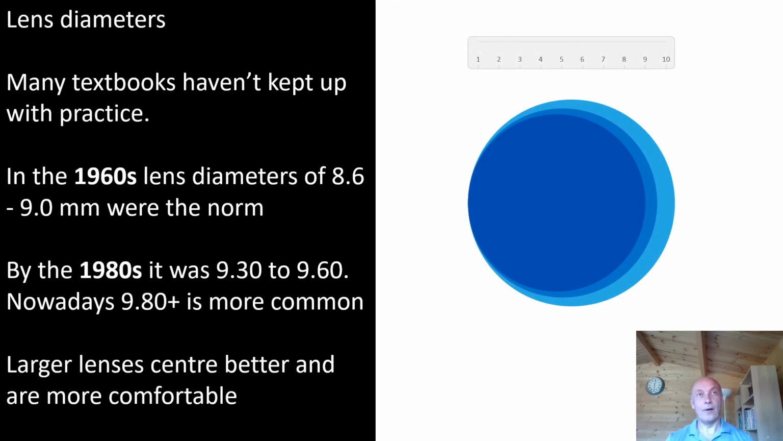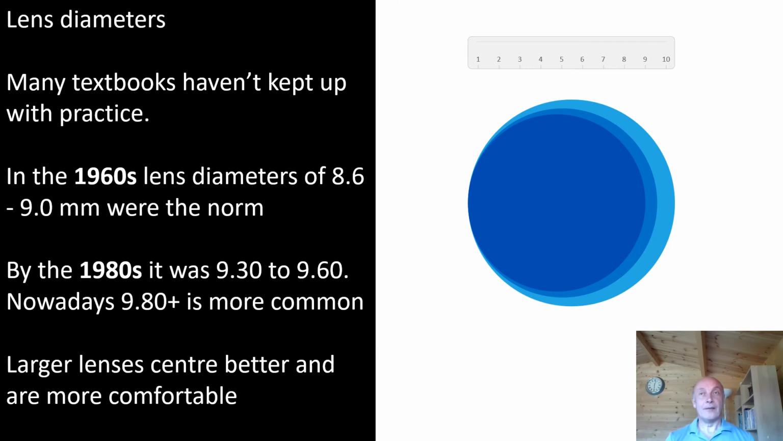Now, over the years since we've been fitting gas permeable lenses, the average size of the lens has increased. So in the 60s, 70s, diameters of 8.5 to 9mm were fairly common. Even up to about 25 years ago, 9mm lenses were still fitted fairly regularly.